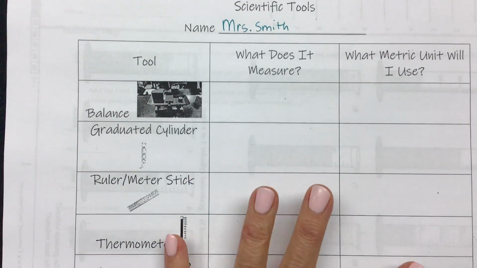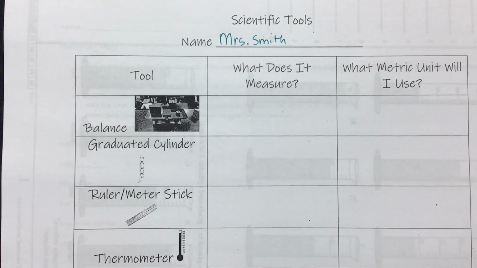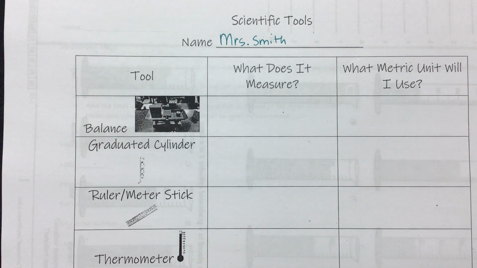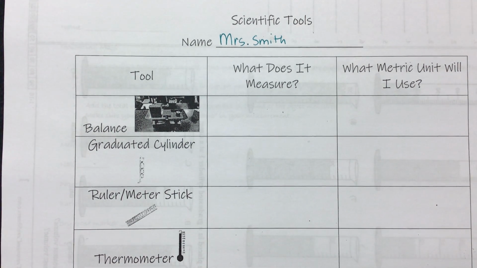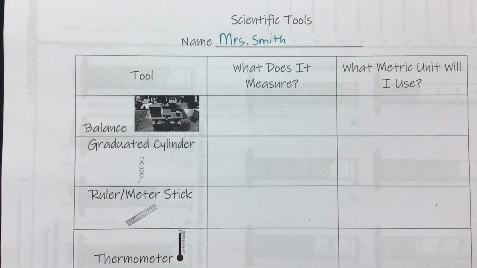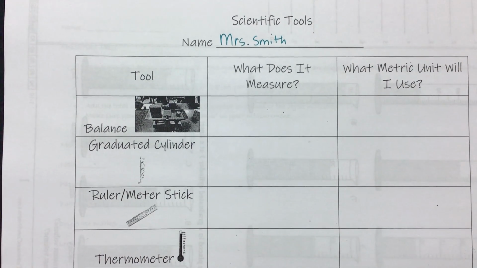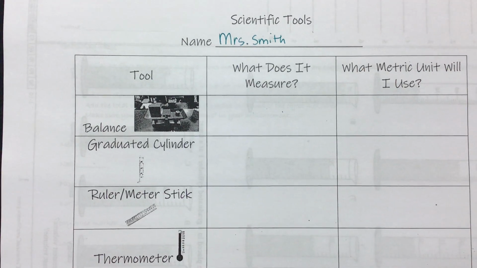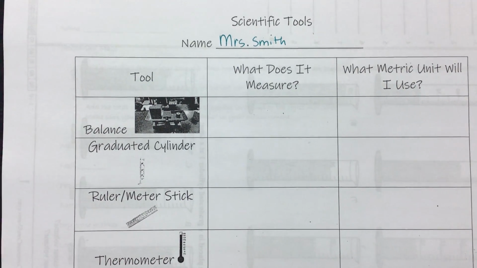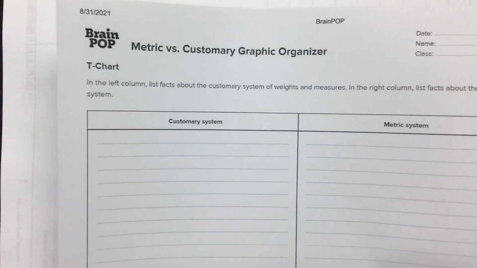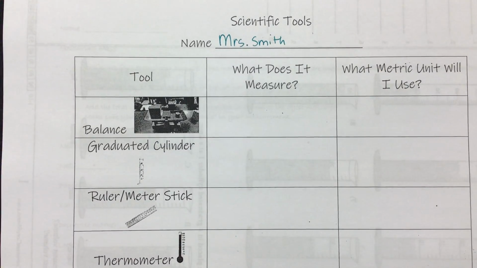Okay, so we've been talking a little bit about measurement. We've been talking a little bit about the metric system. We just watched a Brain Pop video and completed a graphic organizer. If you haven't done that yet, please log into Brain Pop using your Clever app. Go to your science class and you can watch that video and complete a graphic organizer that looks like this.